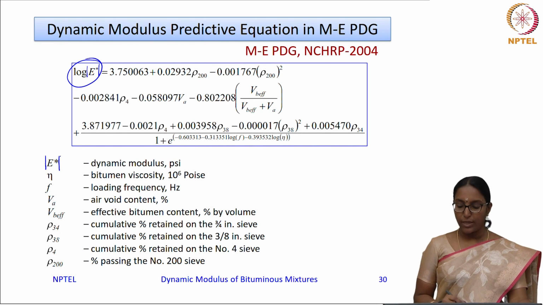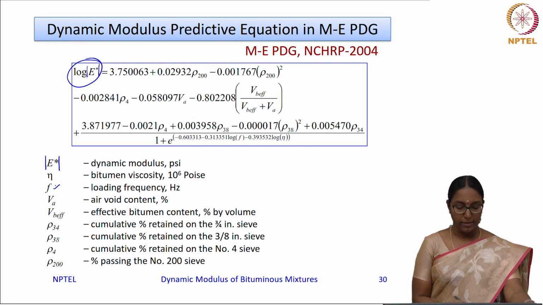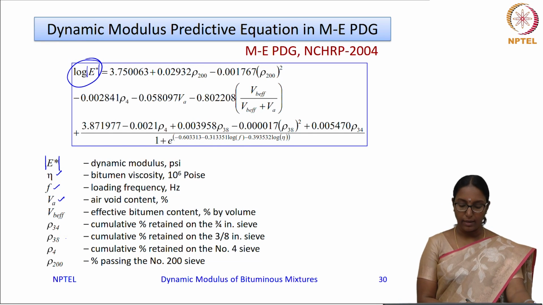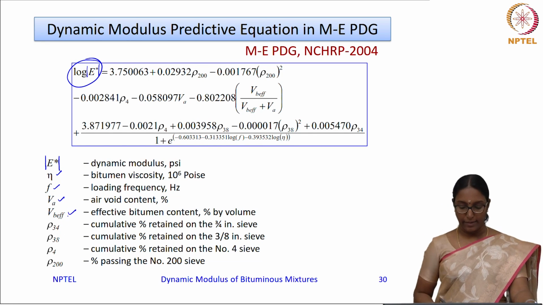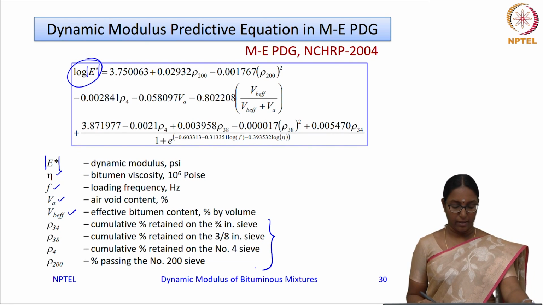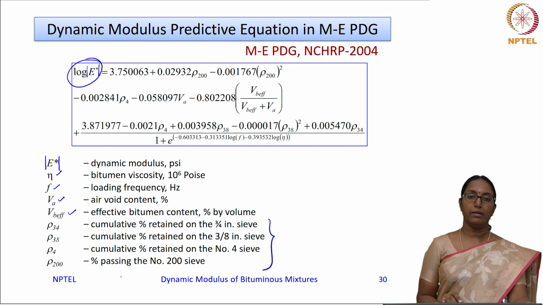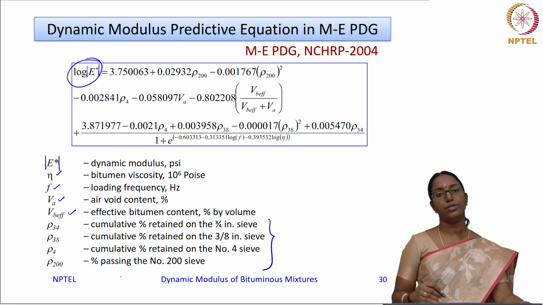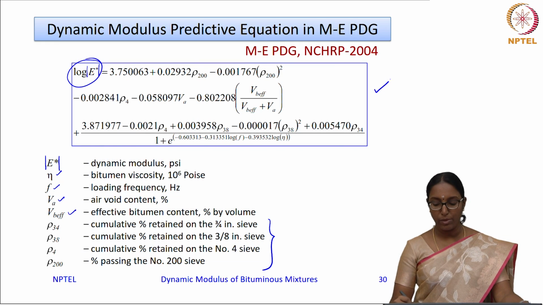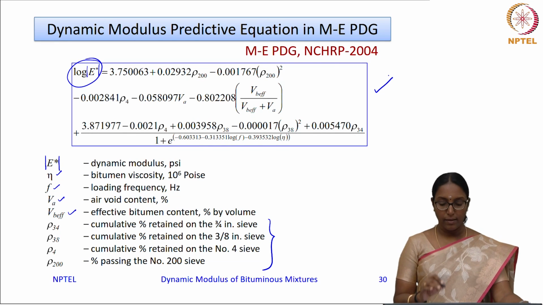You can see that it is a function of various parameters like of course the loading frequency, then air void content of the sample, then the bitumen viscosity and the effective bitumen content, and the various aggregate parameters or the mixture parameters. Say for example, the percentage of material retained in various sieve sizes, or essentially the gradation of the mix. So, in terms of all these parameters, this dynamic modulus predictive equation is given by MEPDG. So, one can also use this predictive equation.